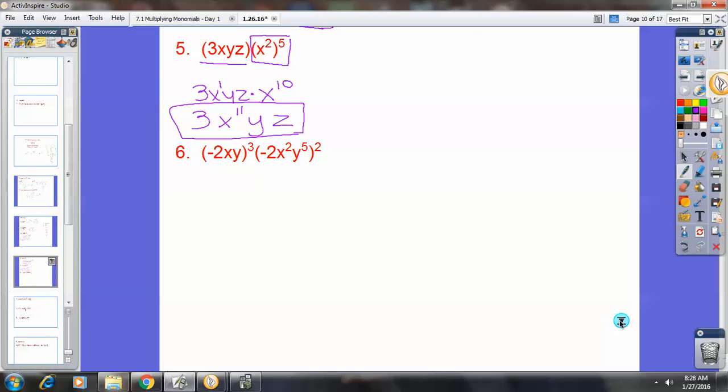For both parentheses, I think we can cube everything in the first parenthesis and then square everything in the second parenthesis. Let's start by cubing everything in the first parenthesis. We have negative 2 cubed, x cubed, y cubed. In the second parenthesis, we can square everything. So we have negative 2 squared, x squared squared, y to the 5th squared.